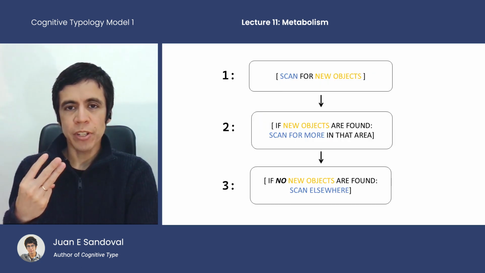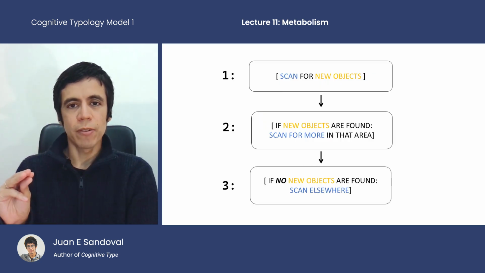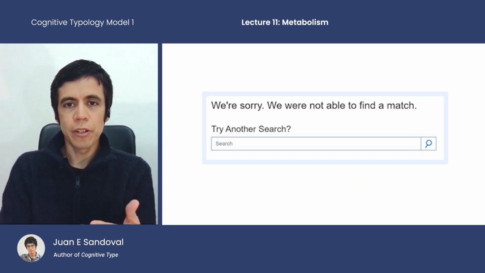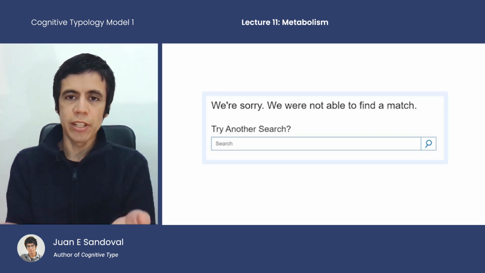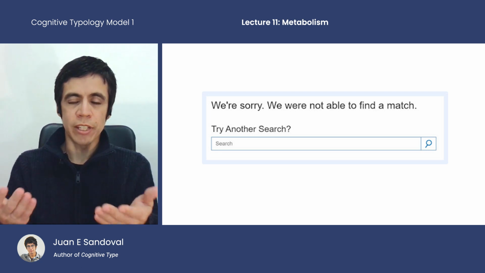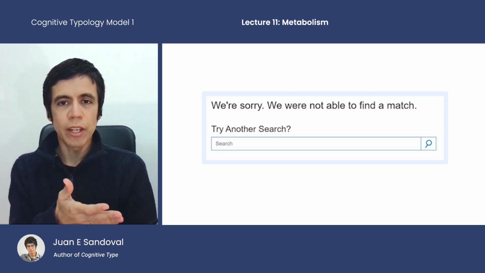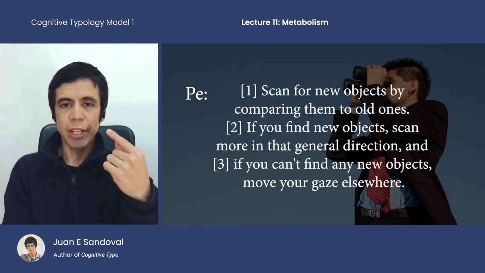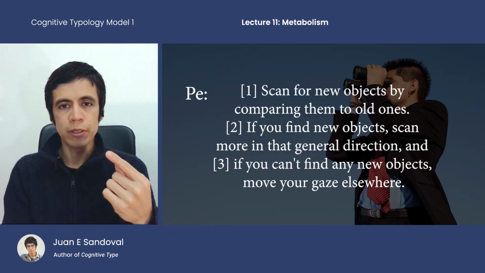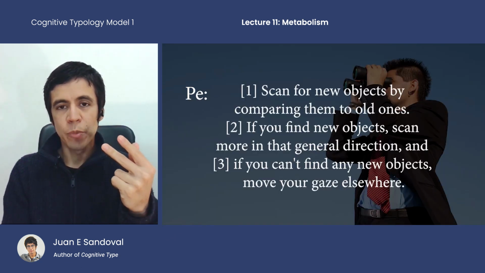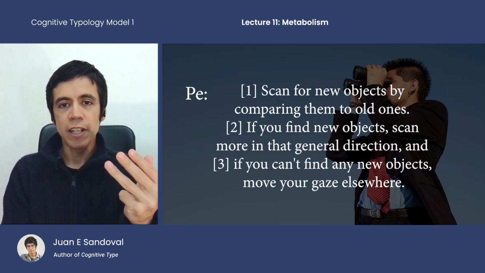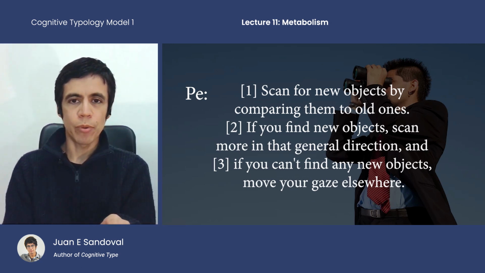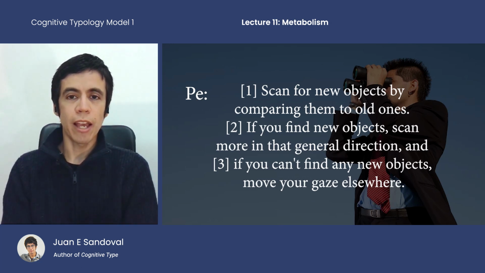And the third operation is, if new objects are not found in this area, then look elsewhere. So that could be either you've exhausted the new objects in this area, or maybe there weren't new objects here in the first place. If there's nothing new here, then the algorithm says, move your gaze and attention elsewhere. So scan for new objects by comparing them to old ones. If you find new objects, scan more in that general direction. And if you can't find any new objects, move your gaze elsewhere. Those are the three fundamental operations of PE as an information gathering process.